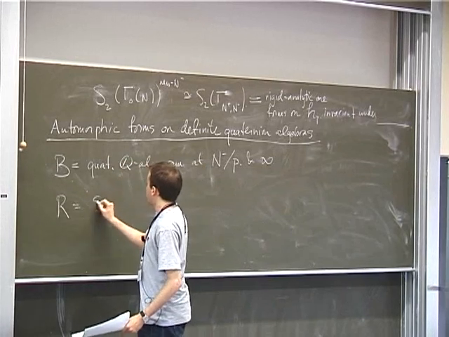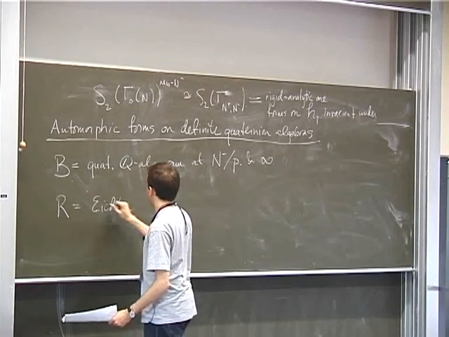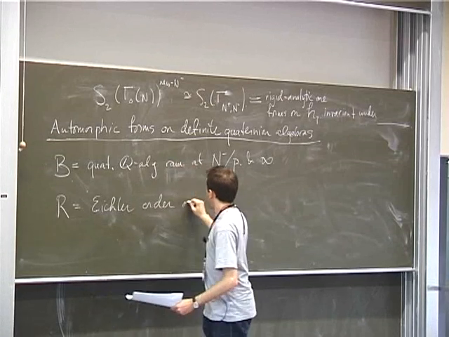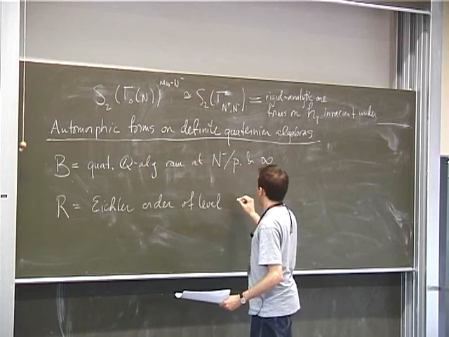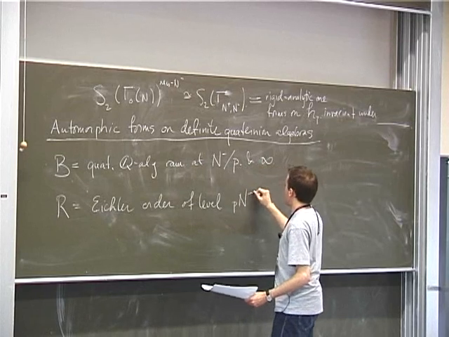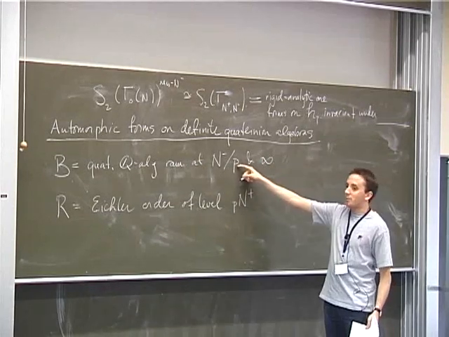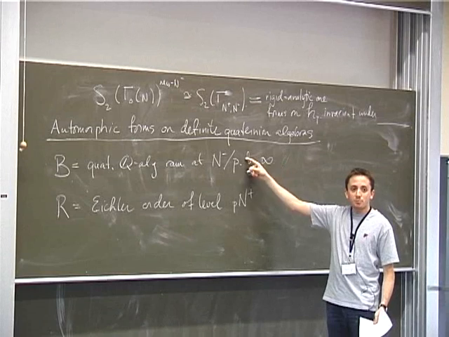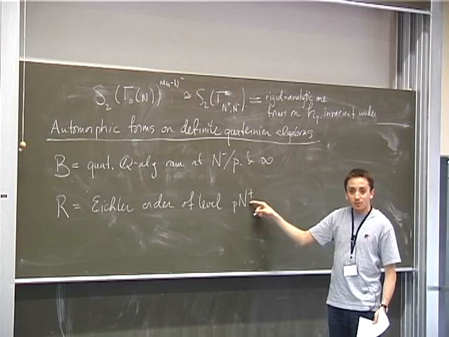Now, let me let R be an Eichler order of level P times n plus. So I swap P out of the ramification locus, swap infinity in its place, and move P over to the level.